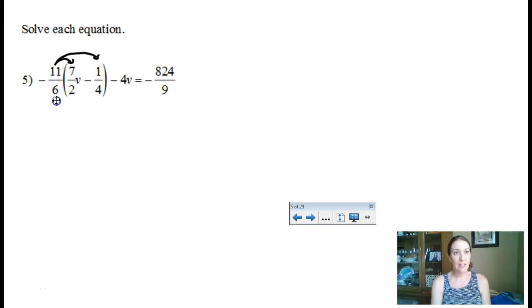But here, 11/6 times 7/2, again, you want to be able to think about this without the calculator. And that's a super bummer, right? Because nothing reduces. So I don't know if that's good news or bad news, but it's negative 77v over 12. Ugh. And then negative 11/6 times the 1/4. Okay, same thing. Nothing cross cancels, nothing reduces.